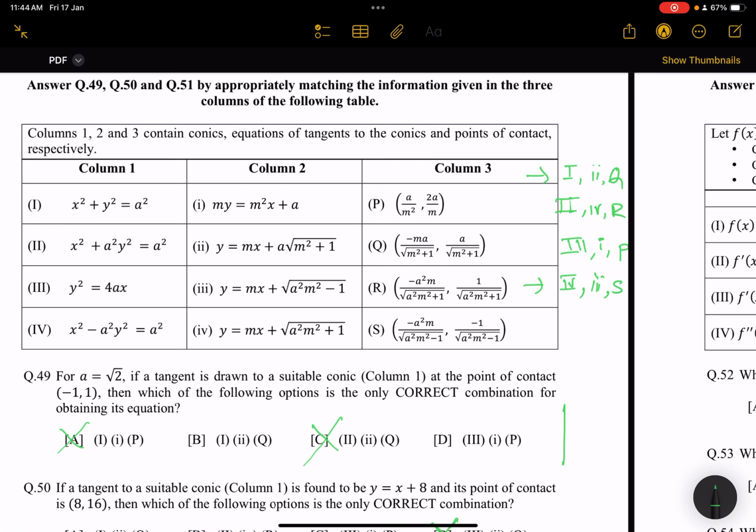So let us say it is a parabola. So y square is equal to 4x. Parabola looks something like this. But the point of contact is minus 1 comma 1, which lies in the second quadrant somewhere here.